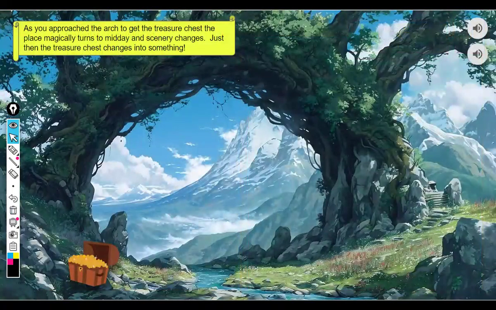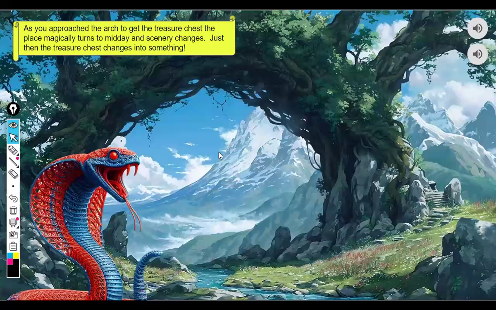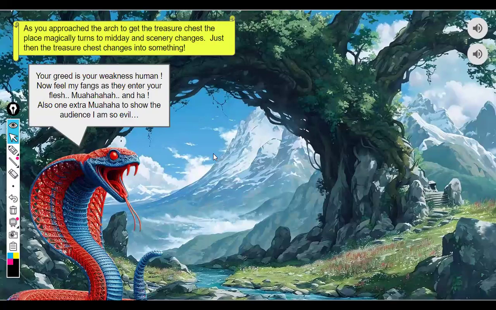All right, so you all remember that treasure chest that was behind the ghost? We finally approach it. But when we approach it, the sky and the scenery changes. There's a little treasure chest there. But the treasure chest changes into something. It changes into a snake. So it was an illusion to lure us in, sorry about the cough again.